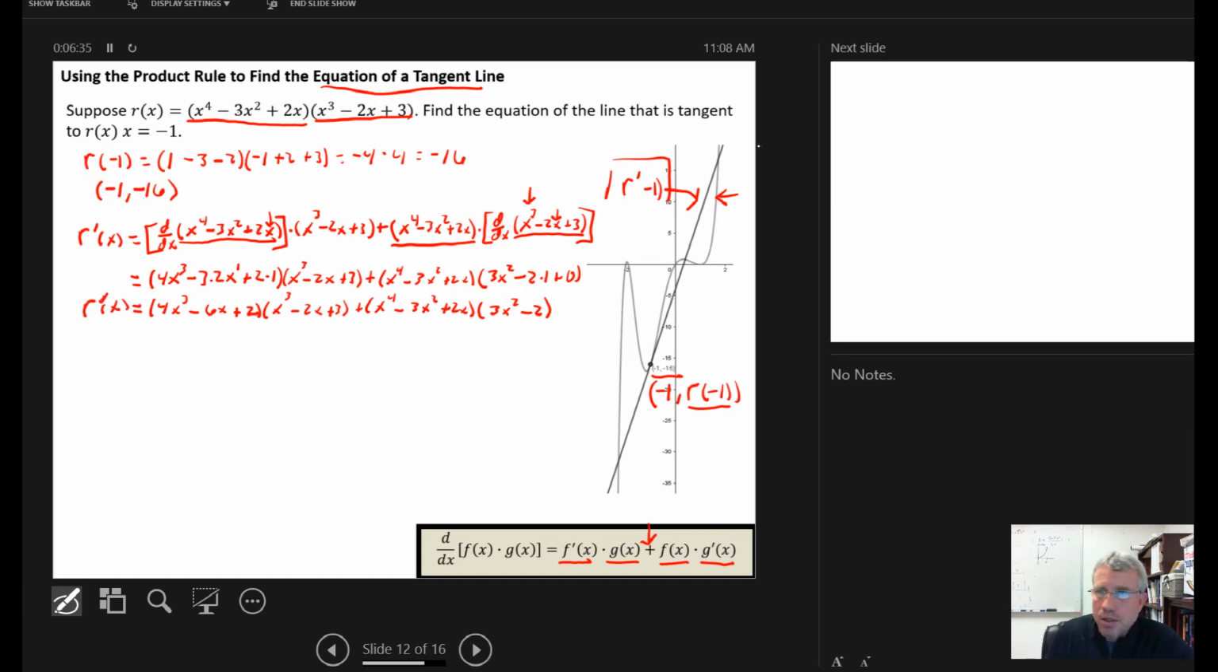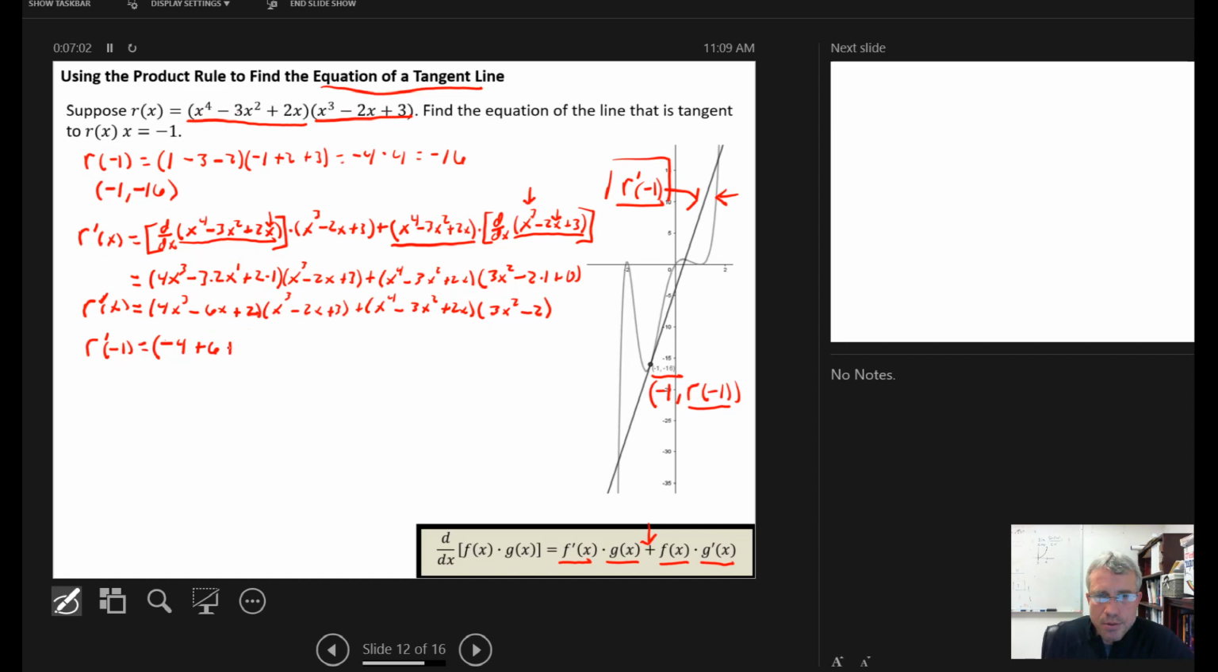So there's my derivative r prime of x. And what I really need to know is r prime of negative 1. I need to know the derivative, the slope of the tangent line, when x is equal to negative 1. So I'm going to evaluate r prime at negative 1, which means plug negative 1 in everywhere we see an x. So I'm going to get 4 times negative 1 cubed is going to be negative 4. Minus 6 times negative 1 is going to be plus 6.